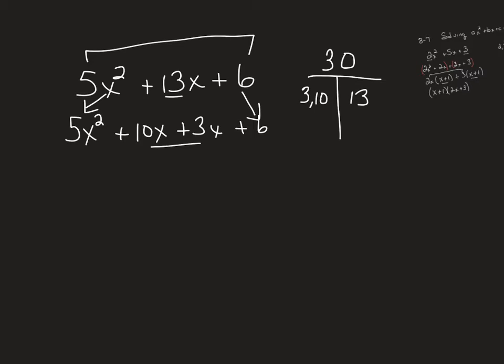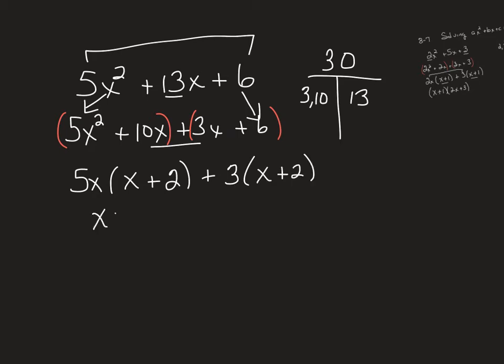Now I'm going to group these two and these two, and I'm going to factor out what's common in each term. So here we have a 5x that's common, and 5x squared divided by 5x just leaves me with 1x, and 5x goes into 10x 2 times. In the second grouping, I can factor out a 3, and I'll have 3 times x plus 2. So we get x plus 2 times 5x plus 3. And we can always check that to make sure we get what we started with.